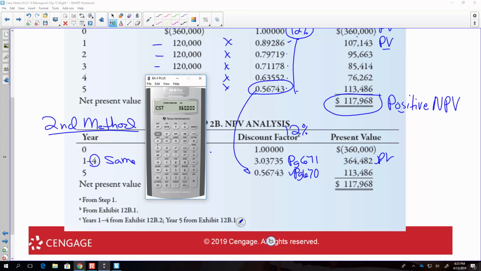And make it a negative. Add the negative symbol in front of it, because that's the cash outflow. Then hit the enter key. It's right above the CF. It's the enter to set it.